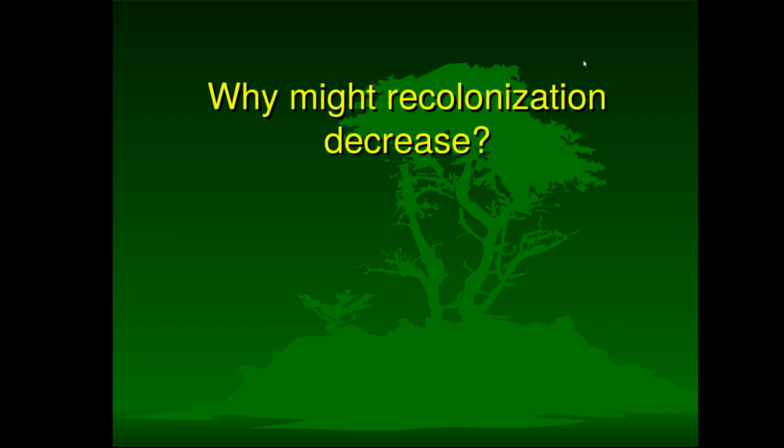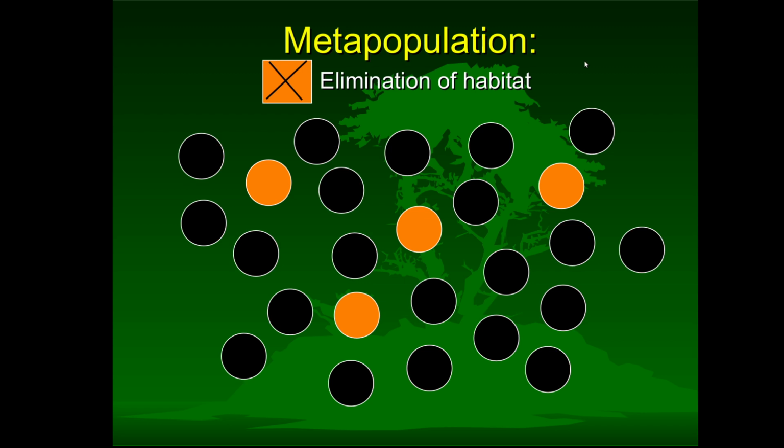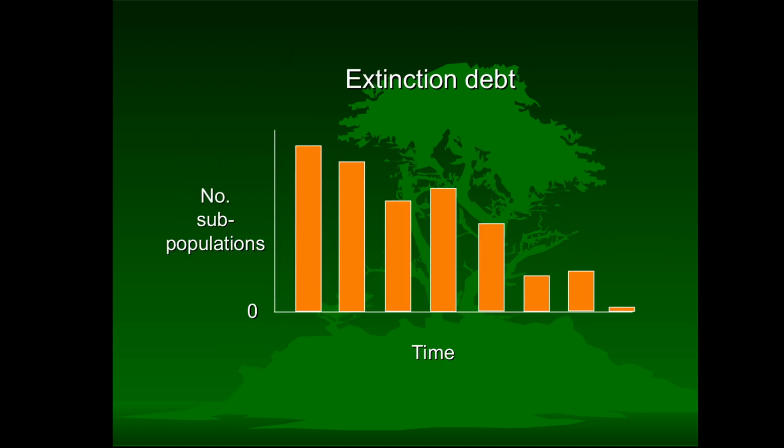So the recolonization rate might decrease because there's elimination of habitat. So if the habitat is eliminated, then migration might not be far enough to reach the nearest subpopulation. So migrants might not survive to immigrate into subpopulations that need to be rescued. So this is what it would look like. The number of subpopulations that are occupied gradually goes down over time with some random noise around that trend.